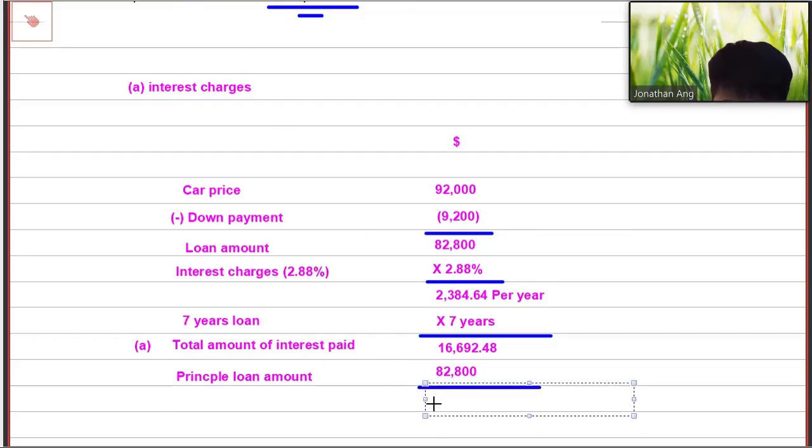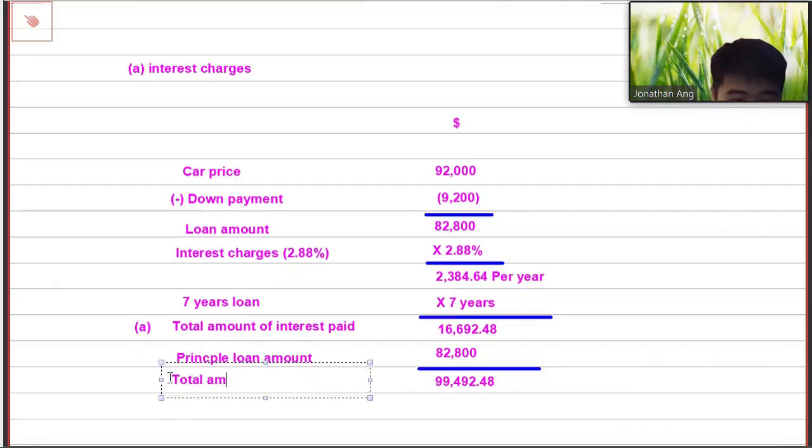Okay, your total price will be 99,492.48. So this is the total amount paid for the car loan, right? This is also exactly the way you calculate your car loan. It's exactly the same. When we buy a car in Malaysia, it is on simple interest. This is how you calculate it.